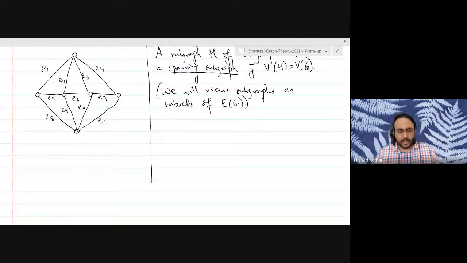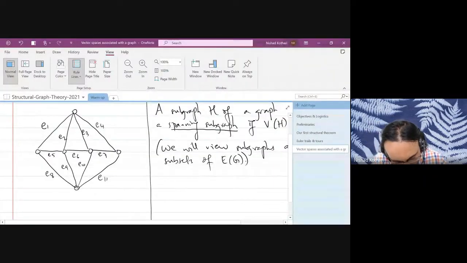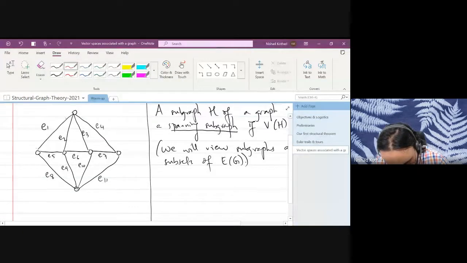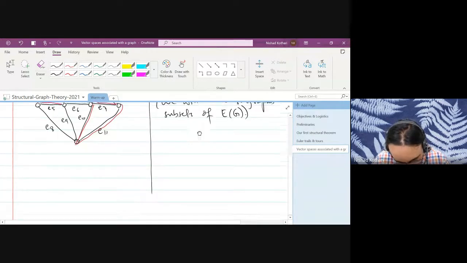Now we are looking at all the subsets of our edge set, and we can think of them as vectors. We will look at all the subsets of the edge set, and we will think of each of them as a vector, as a 0, 1 vector. Let me give you one example. Let me pick some edges. Supposing I pick E1, E5, E10, E7, and E11. So this is a set of edges, the red colored set.